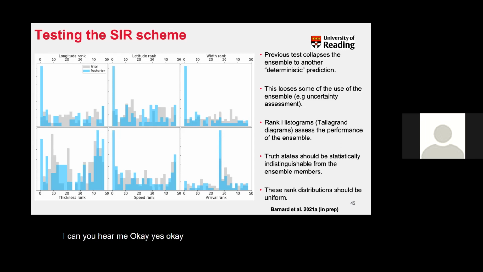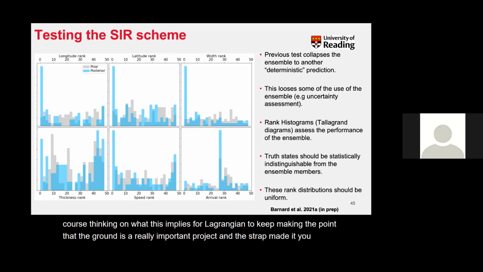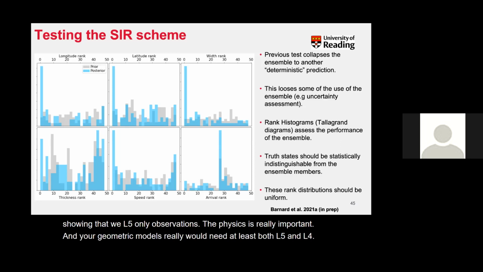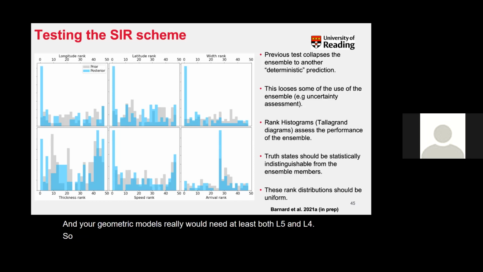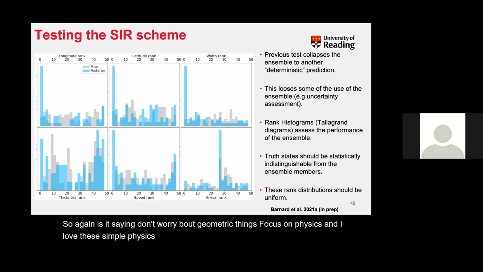That was lovely. I'm just, of course, thinking on what this implies for Lagrange, and as for keep making the point that Lagrange is a really important project. And it struck me that you're really showing that for L5 only observations, the physics is really important. And your geometric models, really, you would need at least both L5 and L4. So, again, it's saying, don't worry about geometric things, focus on physics. And I love these simple physics models that you can do big ensembles on.